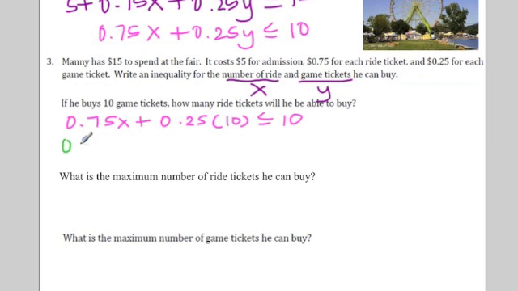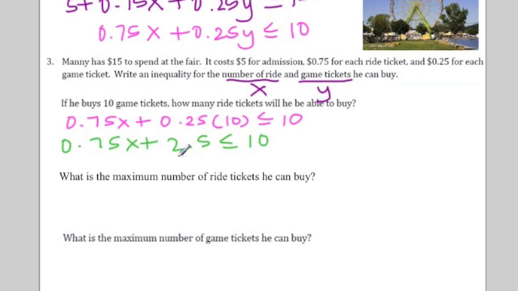If I multiply 0.25 times 10, I'm going to have 2.5, so $2.50. And if I am solving this, I would subtract 2.5 from 10, and I get 7.5.